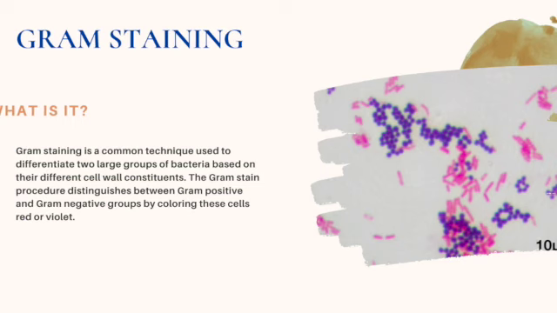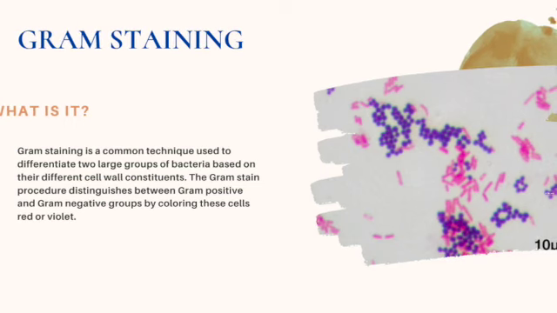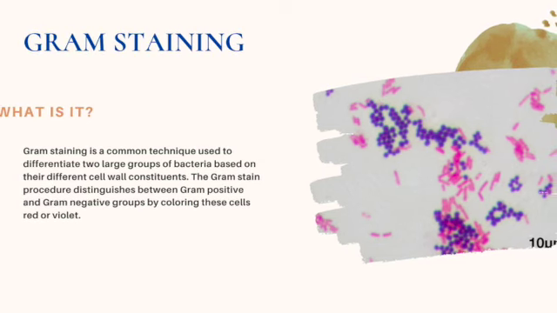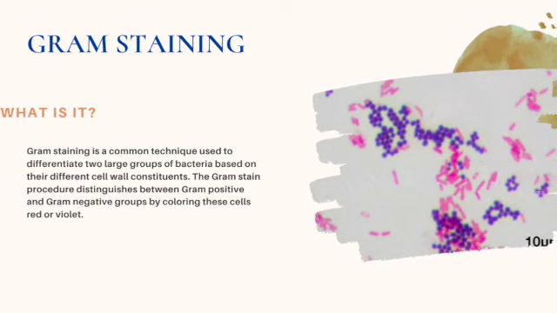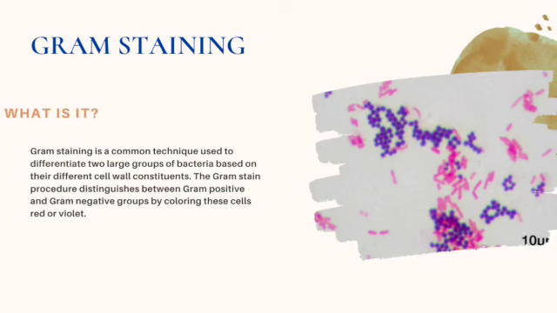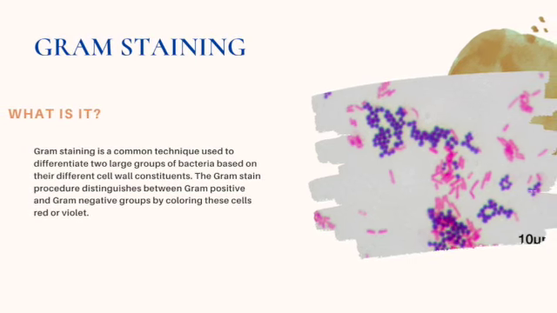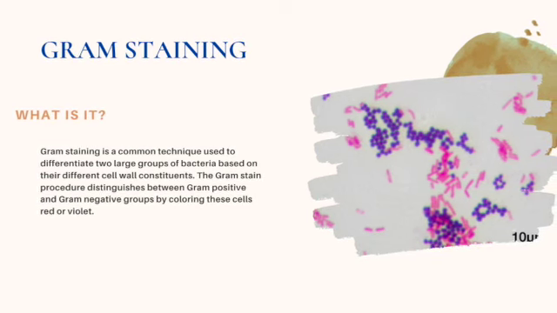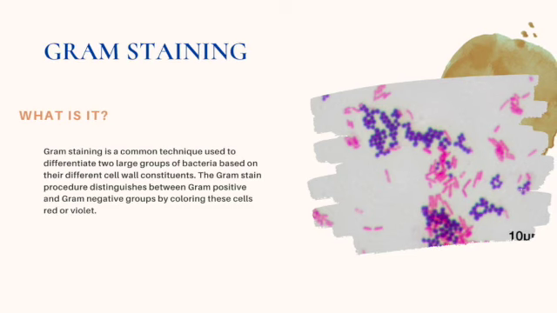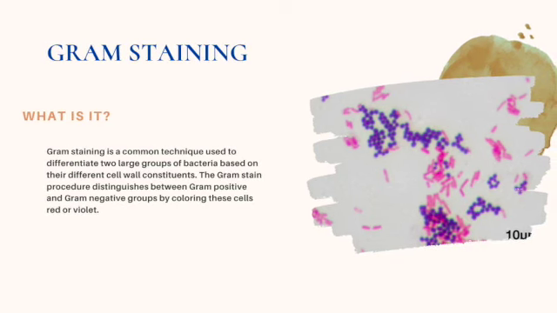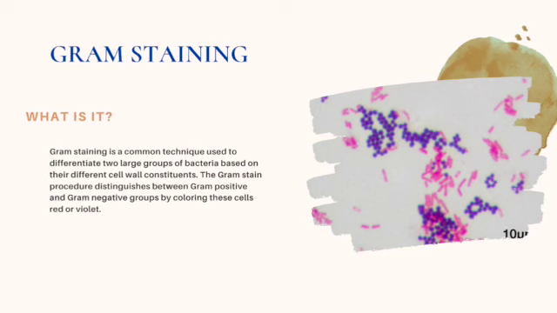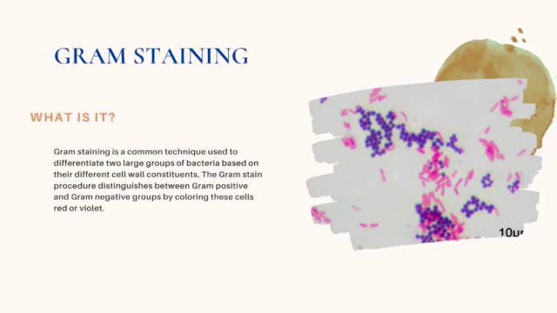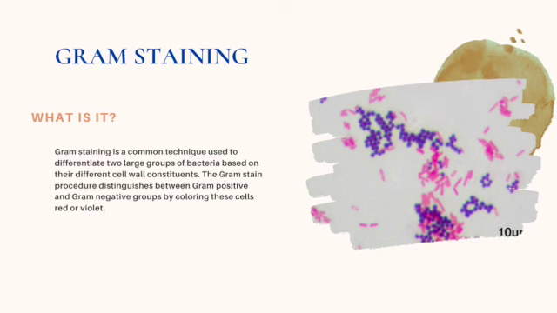So what is Gram staining? Gram staining is a common technique used to differentiate two large groups of bacteria based on their different cell wall constituents. The Gram stain procedure distinguishes between gram-positive and gram-negative groups by coloring these cells red or violet. Basically, Gram staining differentiates the cell constituents as either gram-positive or gram-negative by knowing its color, whether it be stained red or violet.